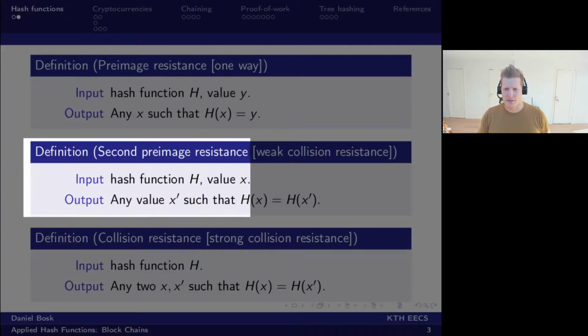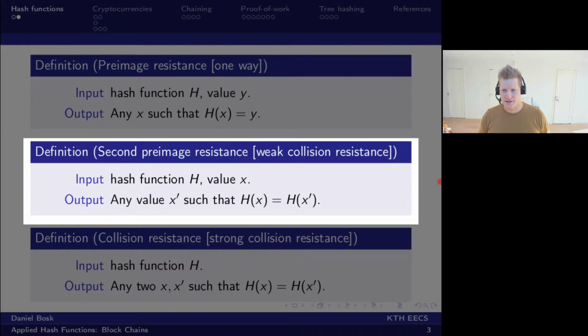The second property is second pre-image resistance, also known as weak collision resistance. In this problem, we get a hash function h, and we get a value x this time, so the pre-image. And then we should find any x prime such that h of x is equal to h of x prime. And of course, x and x prime should not be equal. It should be two different values. So we should find a collision. Given a pre-image, we should find a second pre-image that also hashes to the same value.